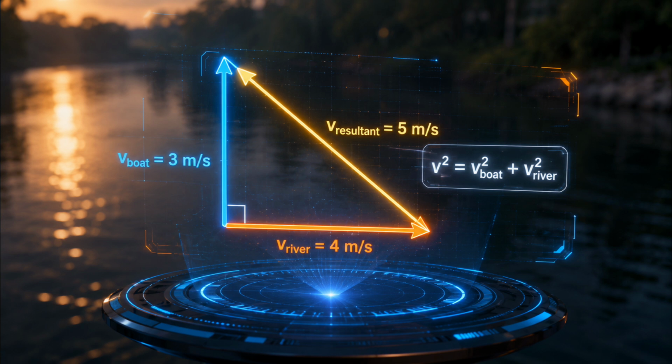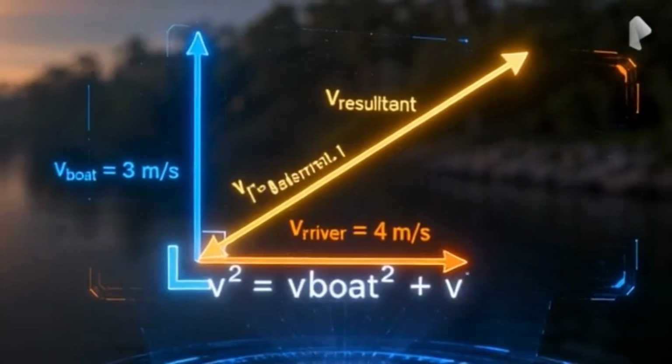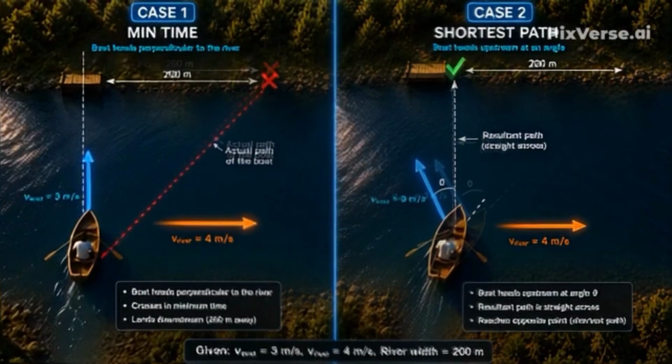Think of it like this. You're walking on a moving walkway at an airport. Your legs move you forward. The walkway moves you sideways. Where you end up depends on both. This is exactly what happens to Arjun. Two velocities, one actual path. This is relative velocity. Let's take two different cases.